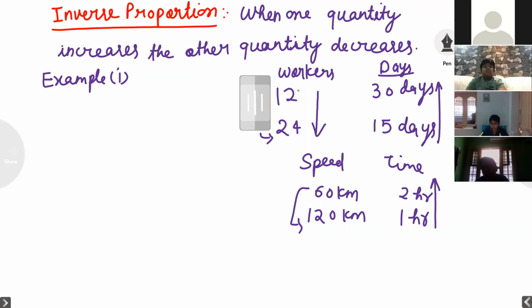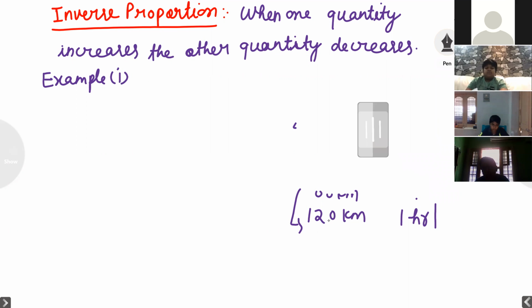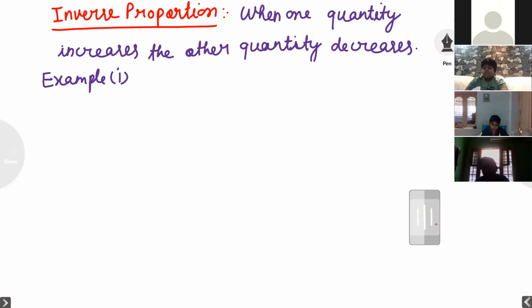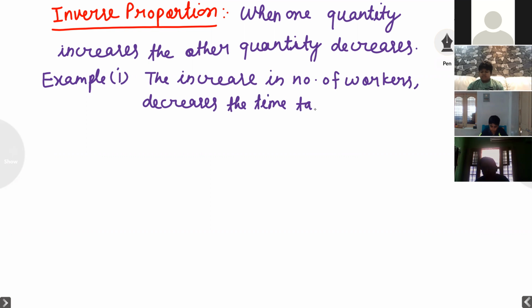Now note down the first example. An increase in the number of workers decreases the time taken to complete the task.